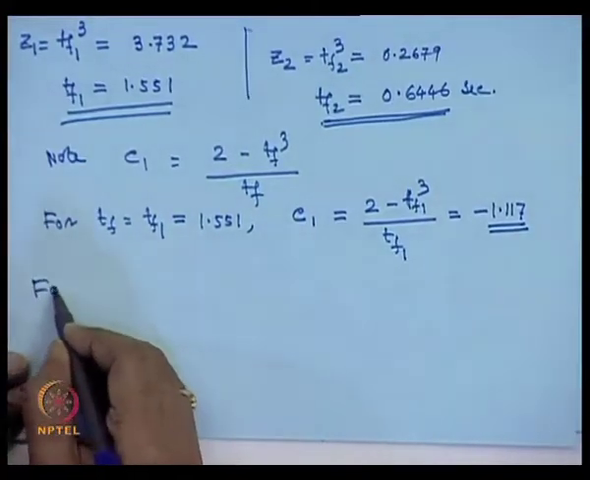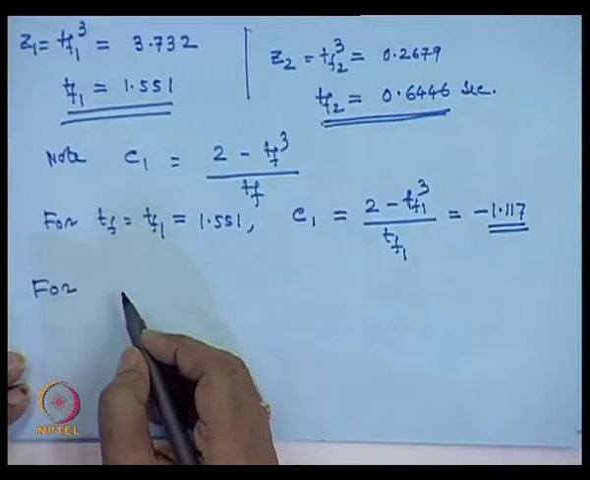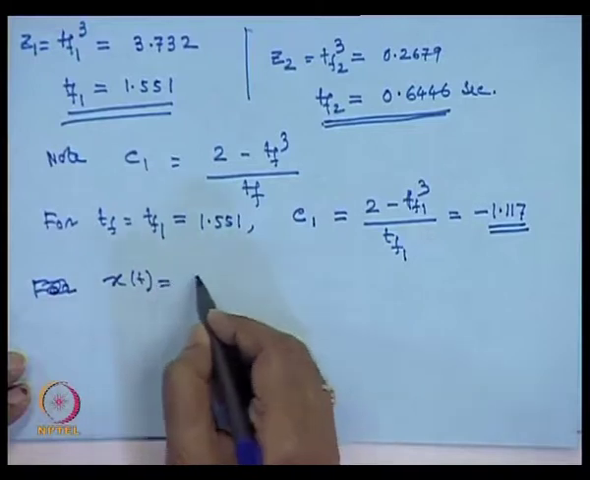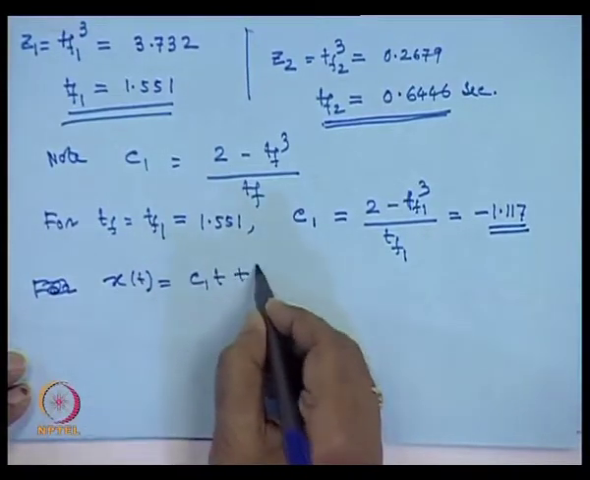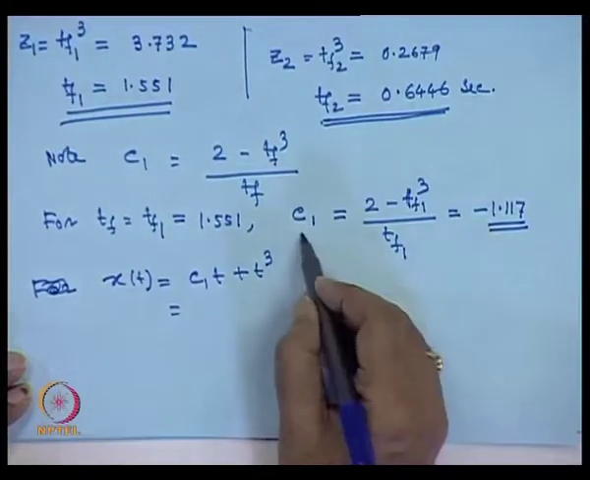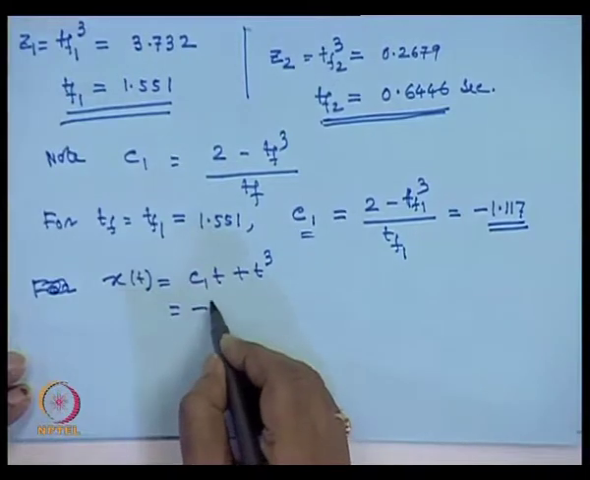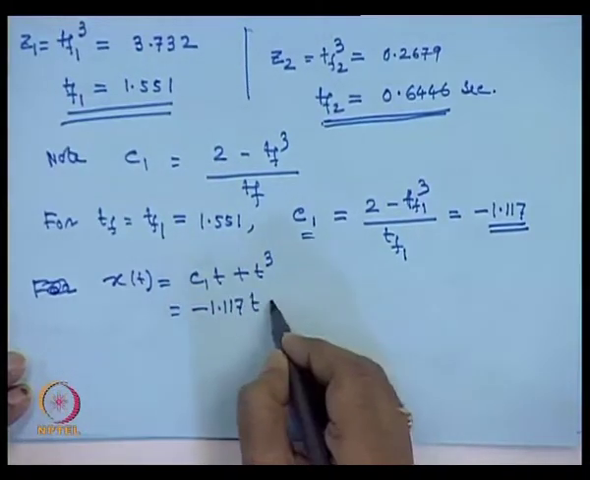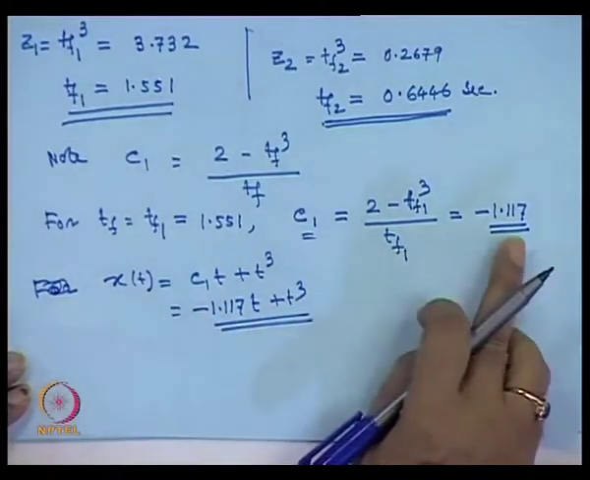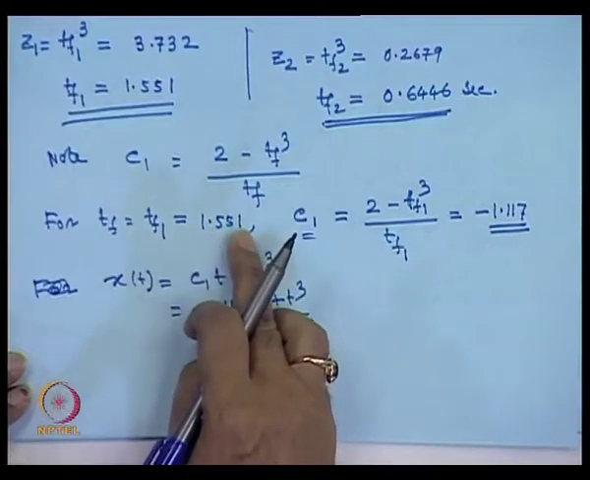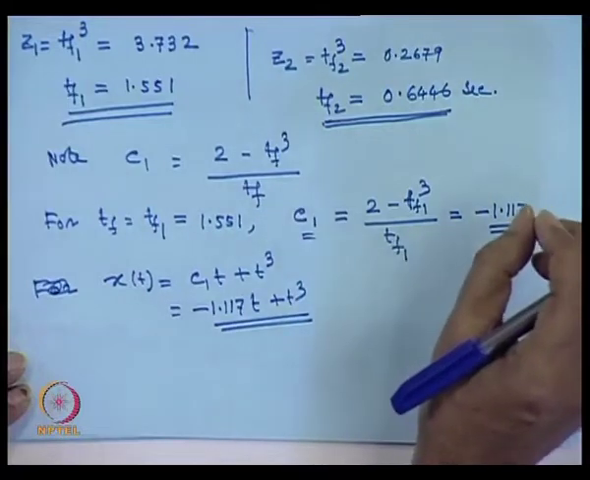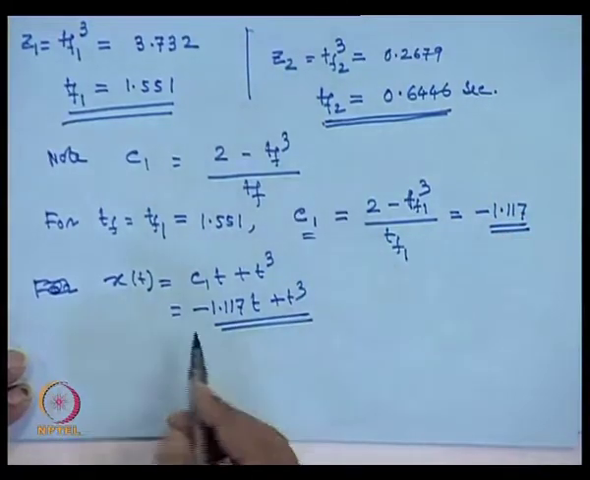For another case, for T f is equal to T f 1, what is our trajectory? x of t is equal to C 1 t plus t cube, and I know the C 1 value. For this case it is minus 1.117 t plus t cube. So, this is the optimal trajectory for this one, when at time t is equal to 1.551 second, this x of t f 1 will reach the state variable value of 2 units. This is one solution.